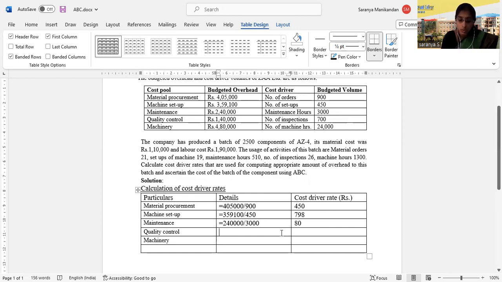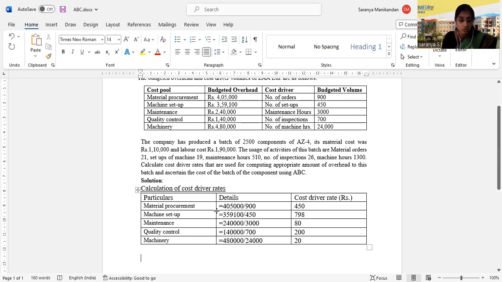So budgeted overhead amount divided by cost driver will be the cost driver rate. That is the cost driver rate formula. For quality control, we have 1,40,000 divided by number of inspections, 700, so it's 200 rupees. Then machinery overhead is 4,80,000 divided by number of machine hours, 24,000. So overhead amount by cost driver gives the cost driver rate, which is 20. This is how we should find out the cost driver rate.